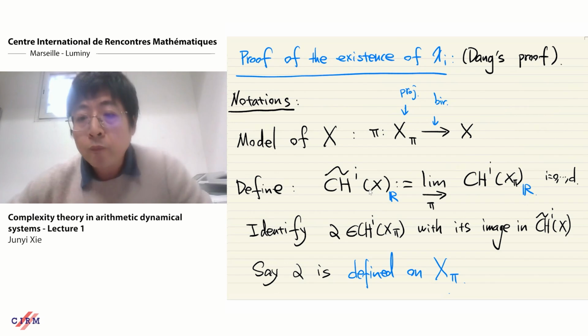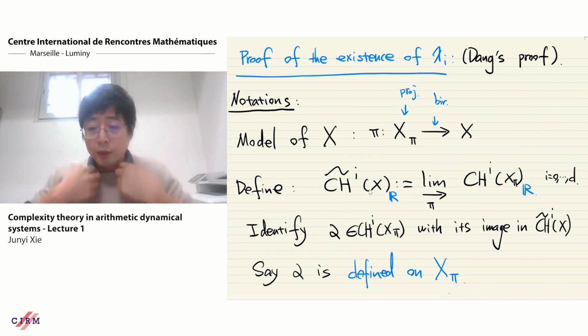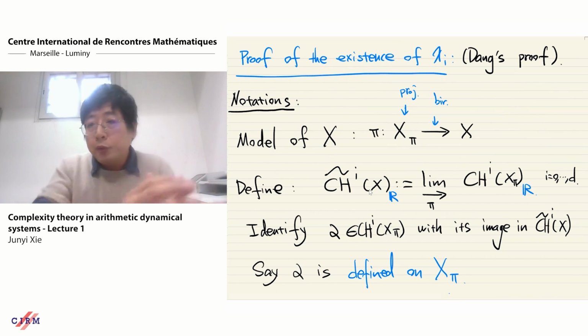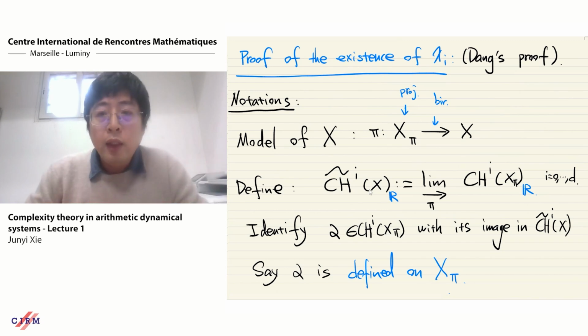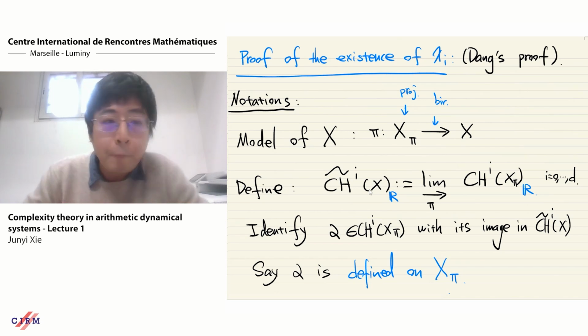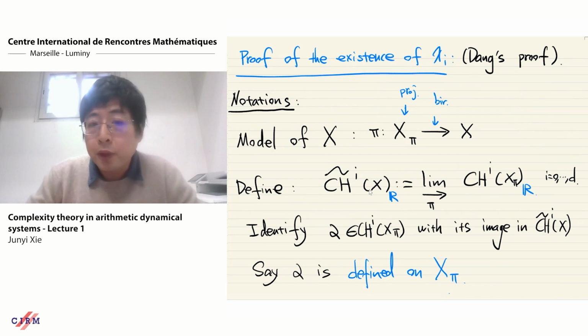Okay, in this lecture, I think the first proof I will give is the proof of the existence of the dynamical degree. So we want to show the limit exists. And here I follow the argument of Dang. First, we give some notation.